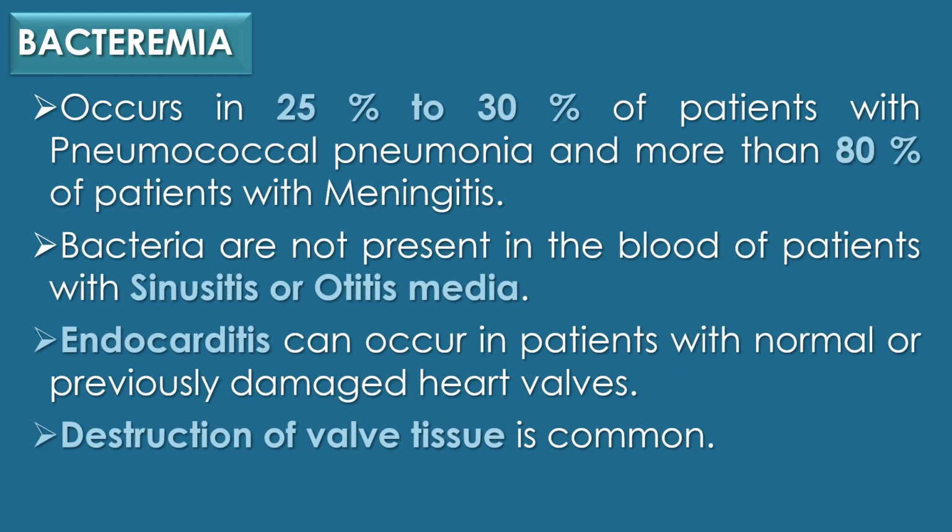And the fourth clinical disease caused by Streptococcus pneumoniae is bacteremia. Bacteremia occurs in 25% to 30% of patients with pneumococcal pneumonia and in more than 80% of patients with meningitis. Bacteria are generally not present in the blood of patients with sinusitis or otitis media. Endocarditis can occur in patients with normal or previously damaged heart valves, and destruction of valve tissue is common in cases of bacteremia caused by Streptococcus pneumoniae.